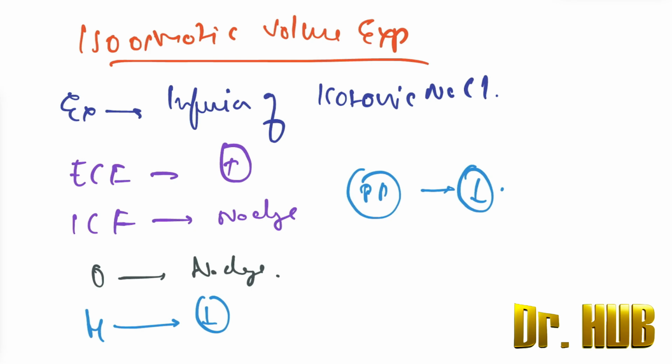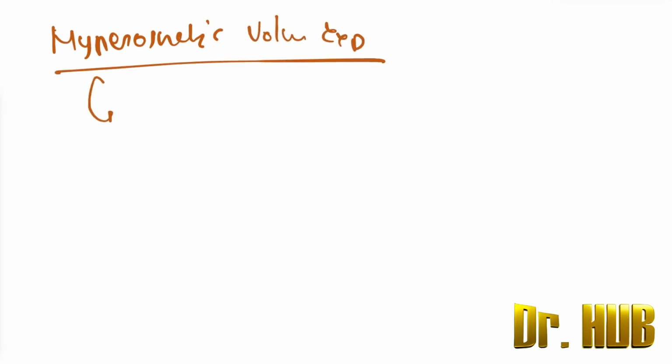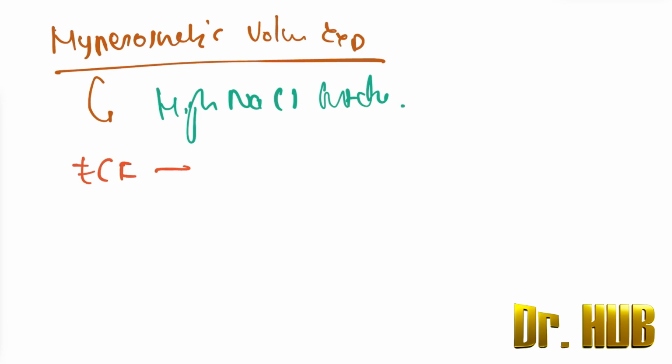Next, we look at the hyperosmotic volume expansion. So in terms of the hyperosmotic volume expansion, what is the example? The example is nothing but high NaCl intake. And then comes a question on the ECF. The ECF is increased. Then what about the ICF?